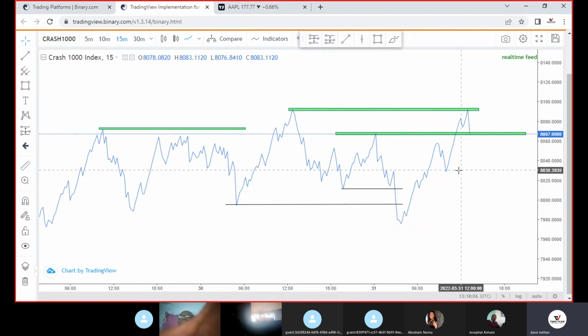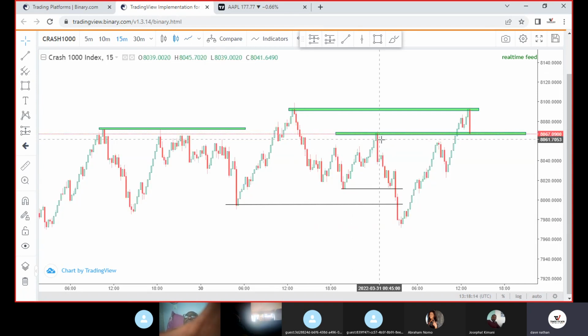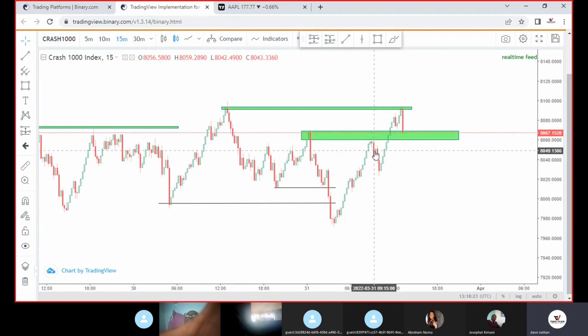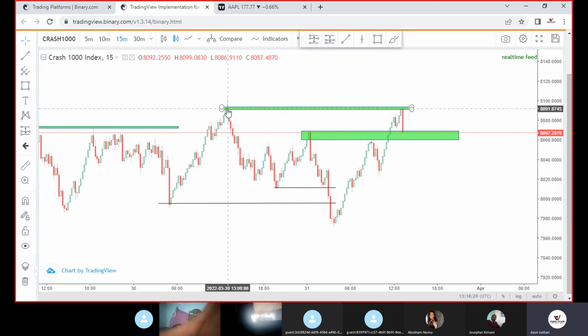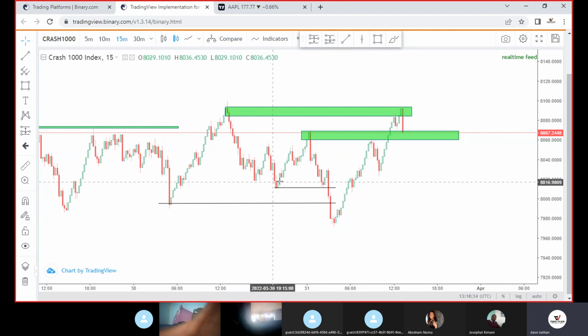Okay, so this resistance which you see here is what broke the support, and then if we mark this order block, remember the last bullish candle, you can see how price reacted off from this point. Okay, and this is the last bullish candle we marked.